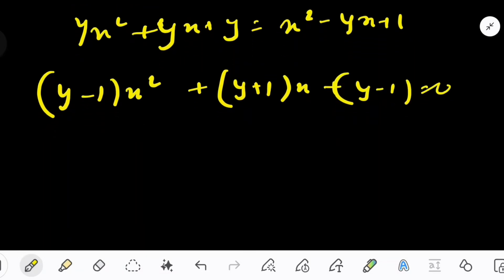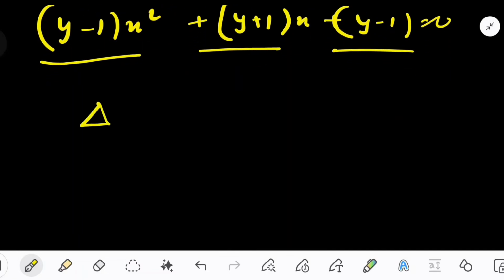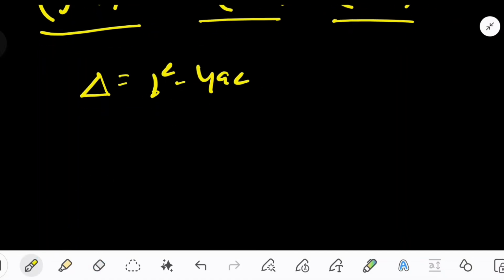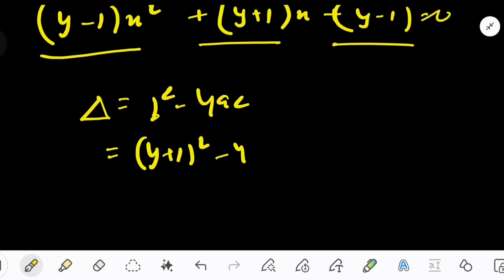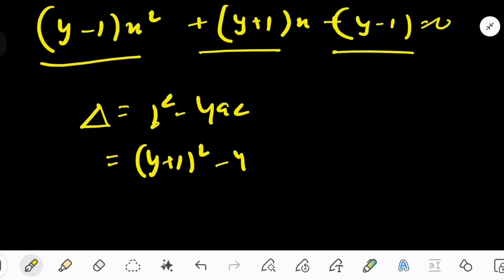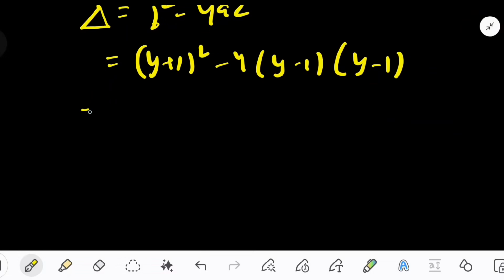Correct? Now we have a quadratic in x with coefficients y minus 1, y plus 1 and y minus 1, correct? So we find the discriminant, it will be equal to b square minus 4ac, which is equal to y plus 1 whole square minus 4 times this a into c, right?